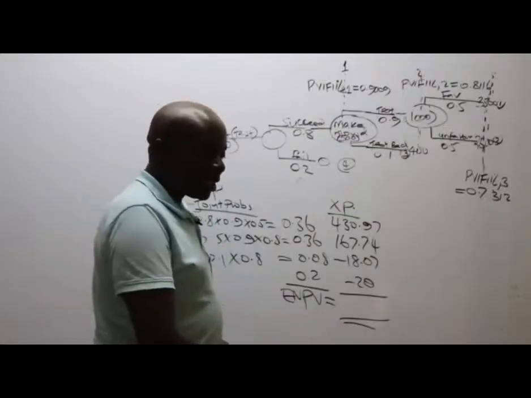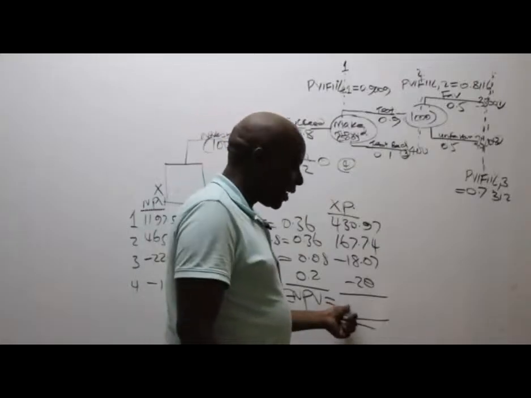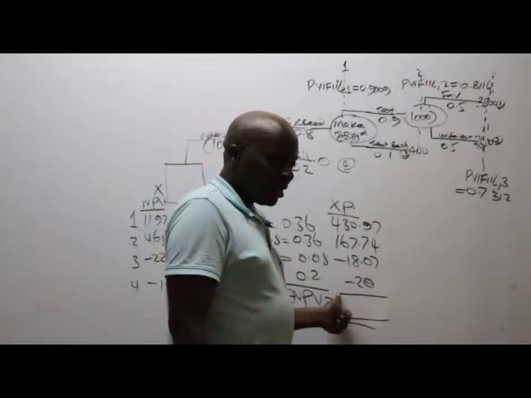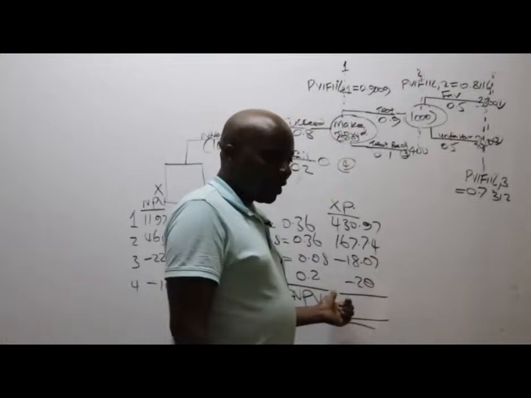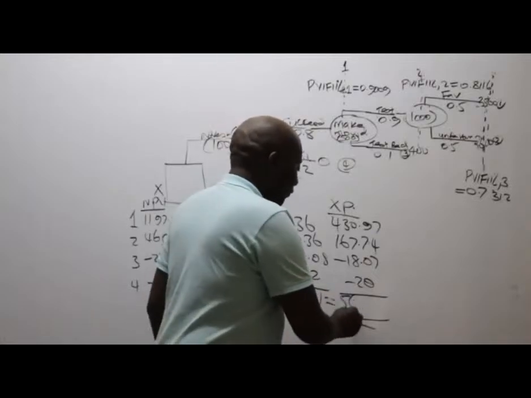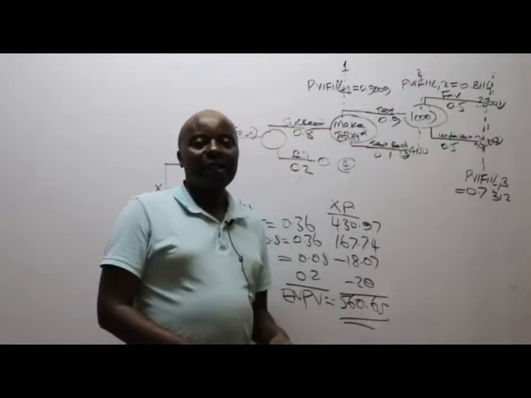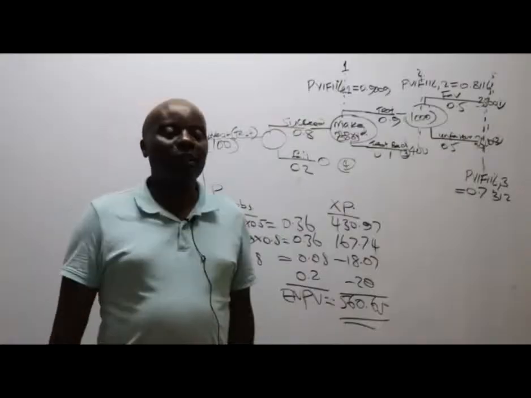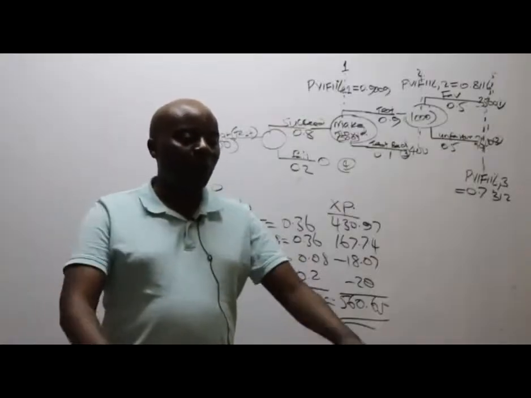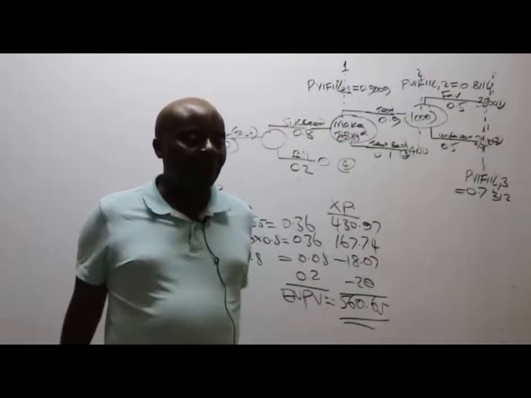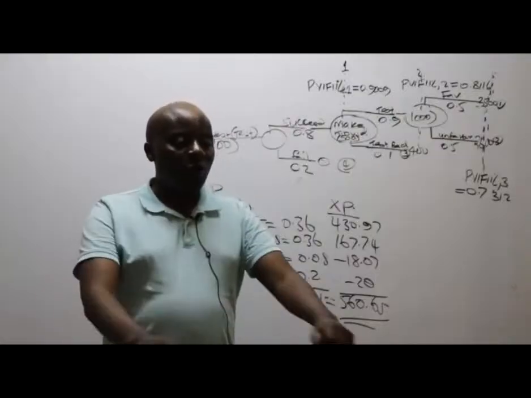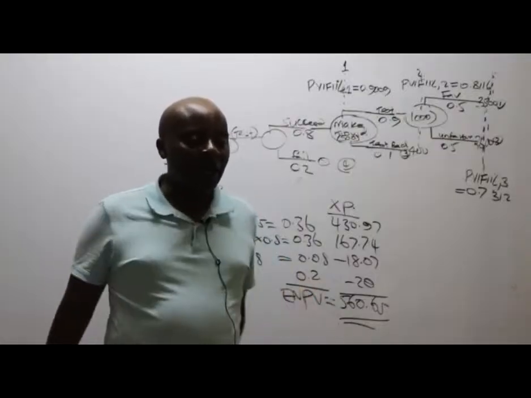Right. So the expected net present value, the last figure here, somebody, what figure are we getting? 560.65. That tells us that this project is viable. This project is viable.